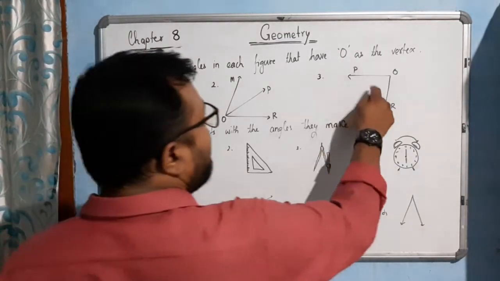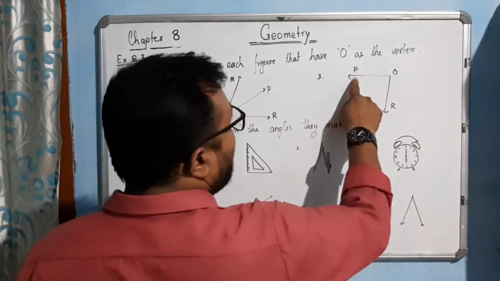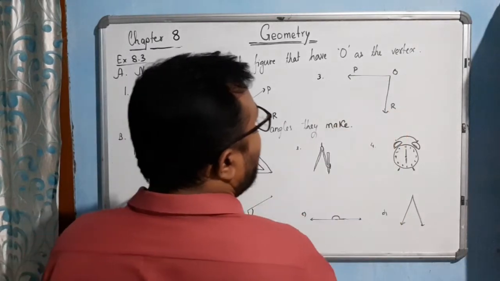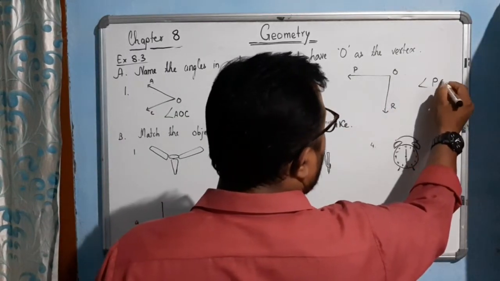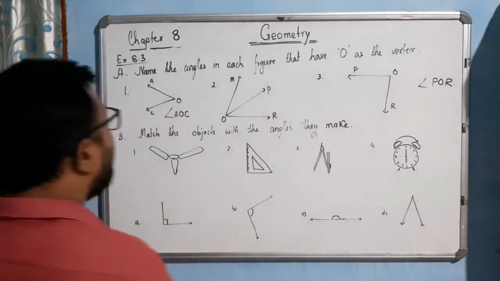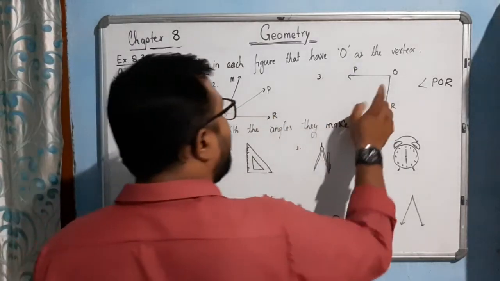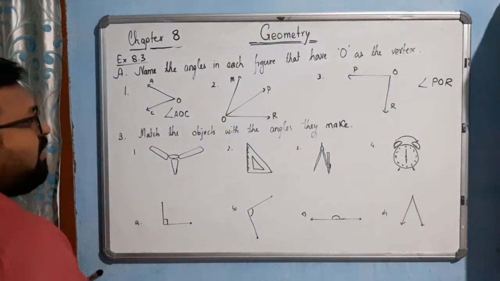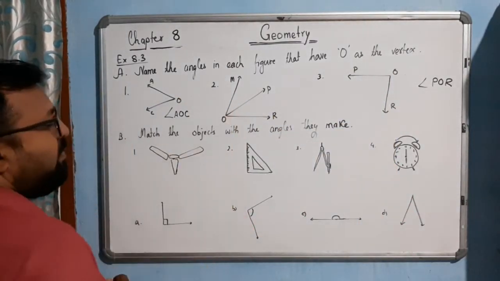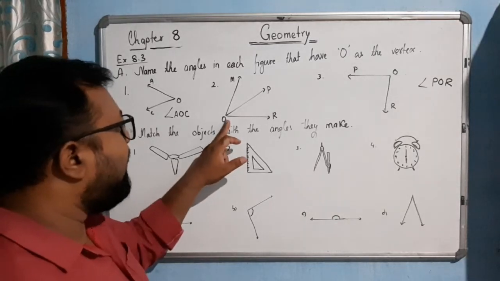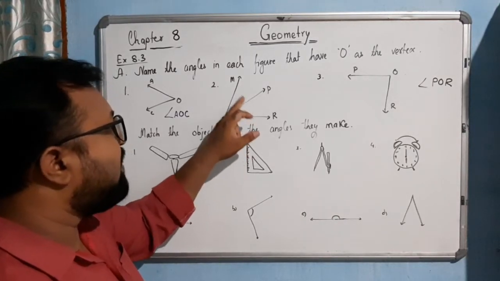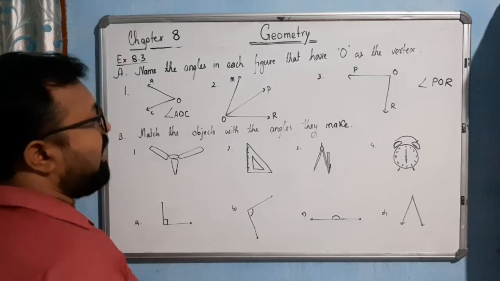And in this picture, angle POR. O is the vertex, so we will write angle POR. These two angles are easy, or simply we can write angle O here in these two cases. But as I told you, in this type of picture, in one vertex, two angles are originating, two angles are formed. So in this case, what we will write?